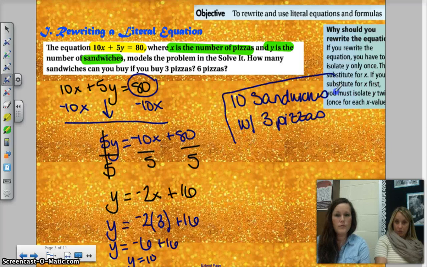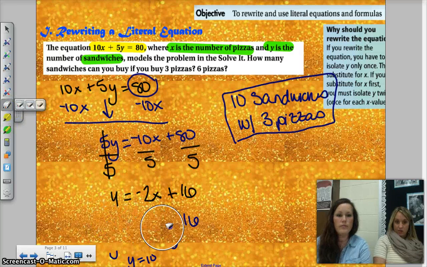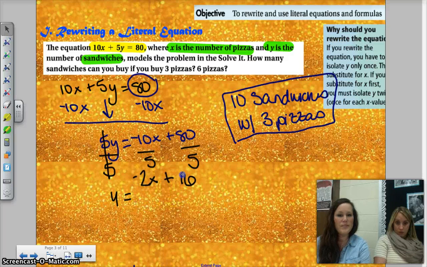Cool. So I have my labels. Now we've got to do 6 pizzas. Right, so that's step 1. Step 2. So I need to erase this. Sorry, I don't have enough room.